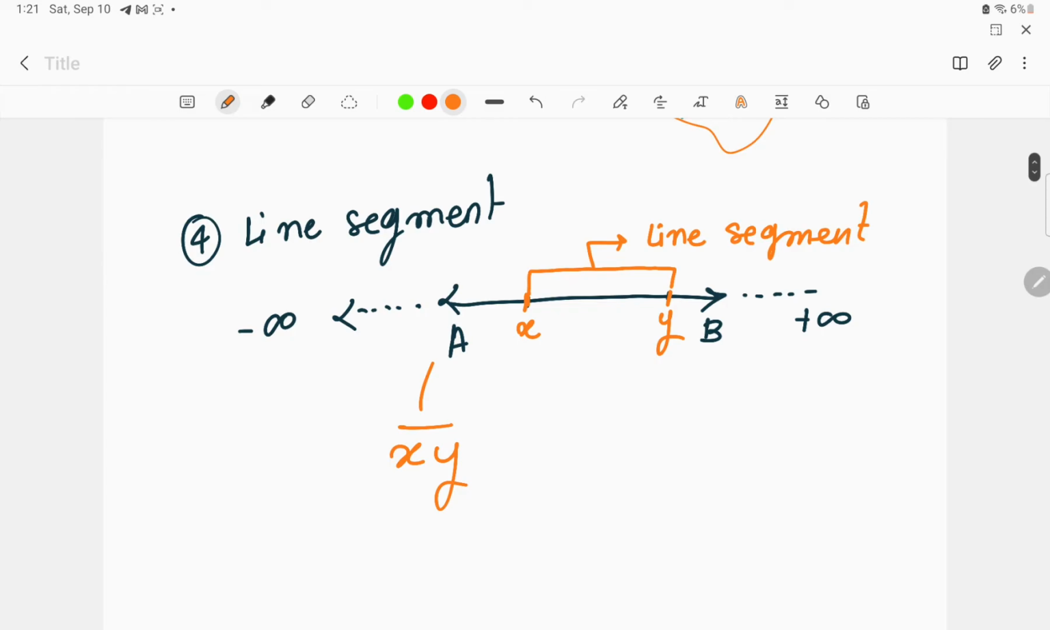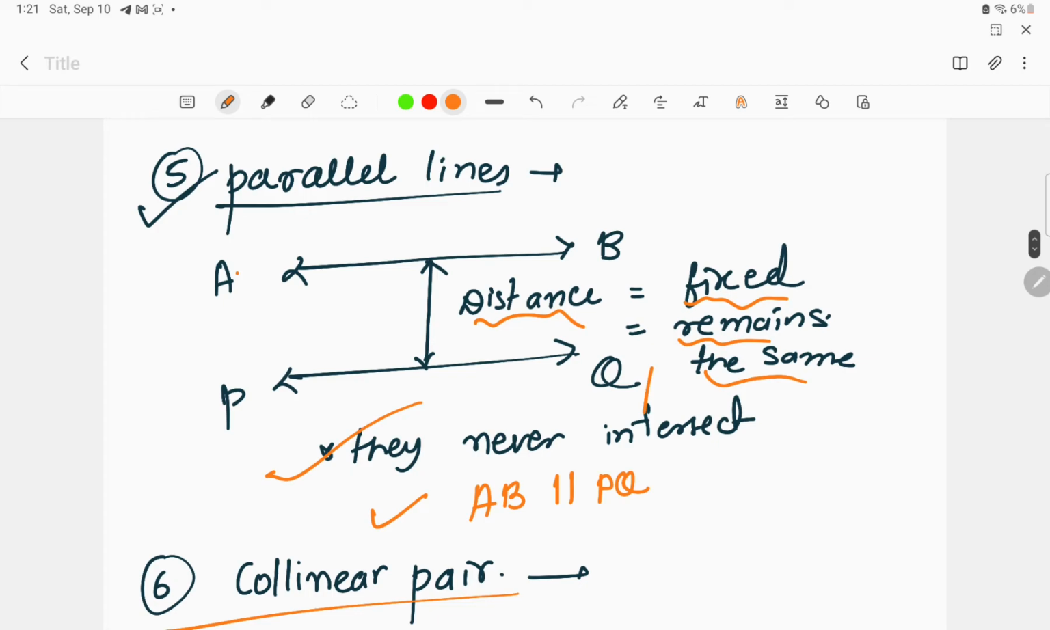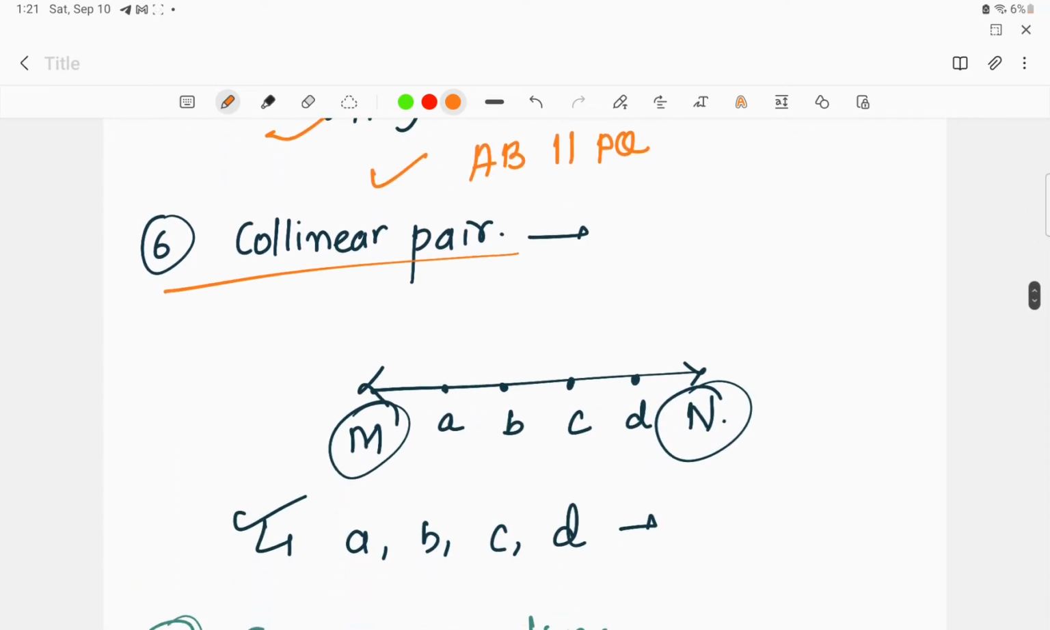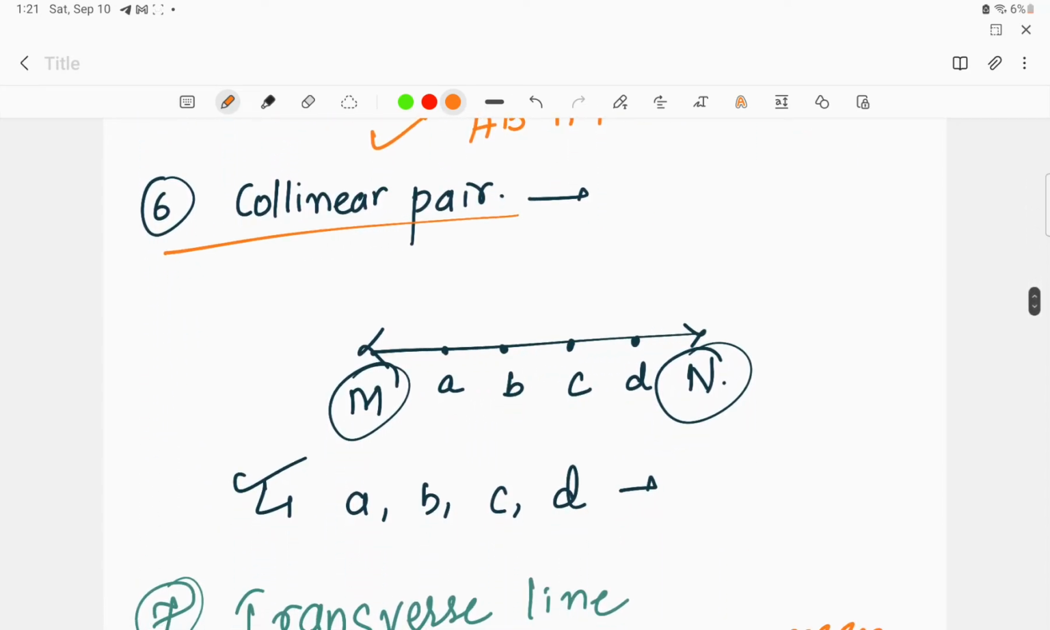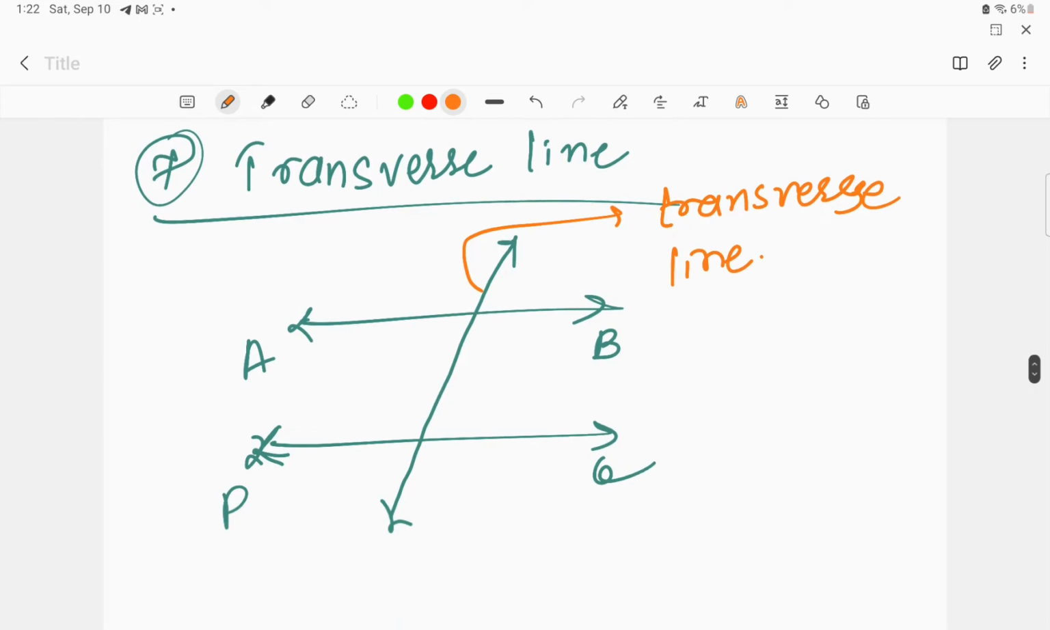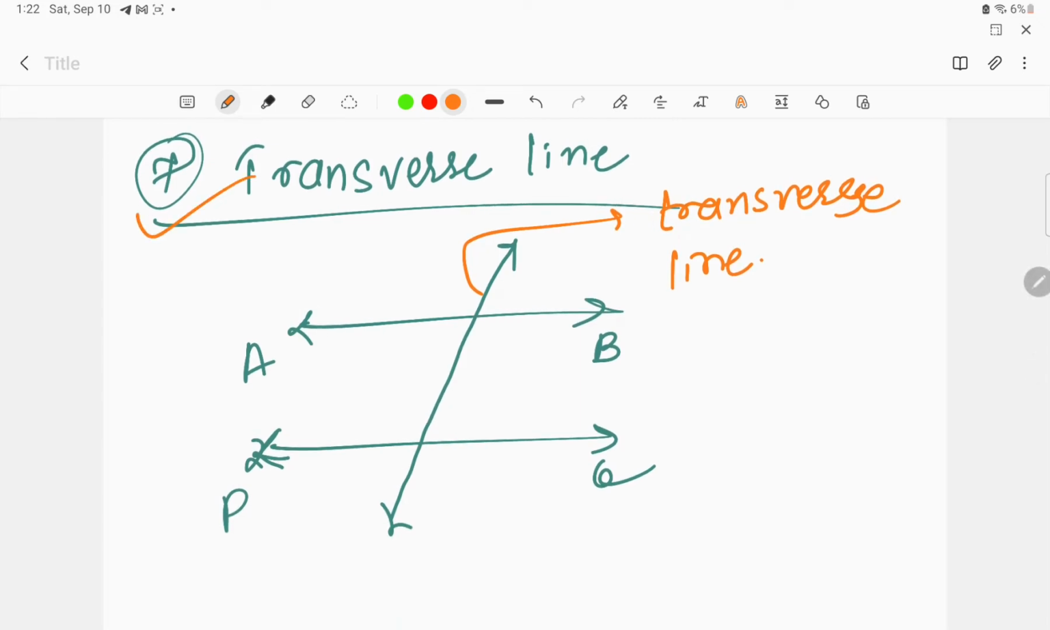Next, line segment. A line segment is a certain part of a line, and this is called the line segment. How it is denoted, that also we have seen. Next, parallel lines are two lines in which the distance remains fixed and they never intersect each other. The collinear pair are the points that have been dotted on a particular line, all the points lying on the same line. Transverse line is very important. A transverse line is a line that passes through two parallel lines, and it is responsible for the creation of different angles that we will learn now in detail.